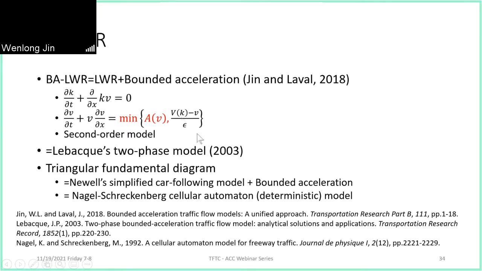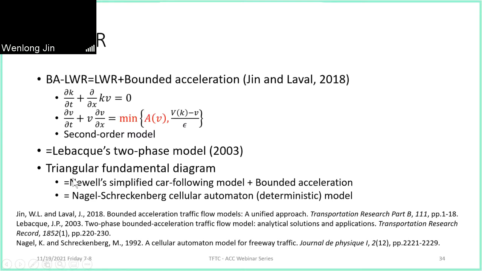Before, the acceleration is given by this non-standard relaxation term, but now it can become very large because this is infinitesimal, very small. Now let's add one bound to it. That will give us naturally bounded acceleration, right? This is equivalent to Lebacque's two-phase model, and this is a second order model. It's no longer a first order model, okay?